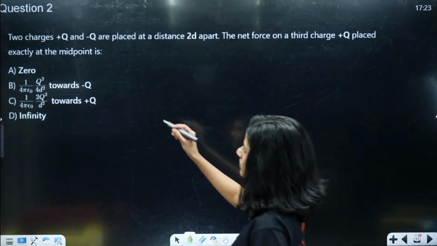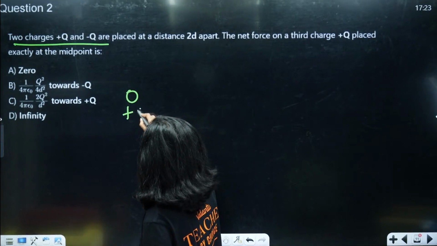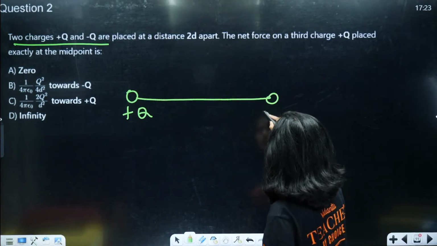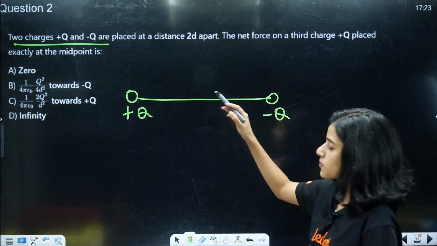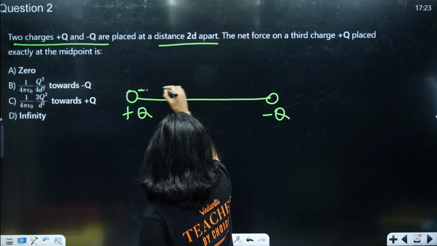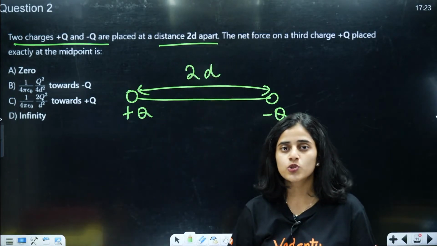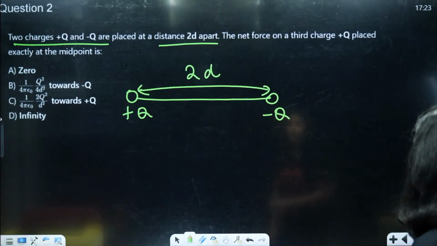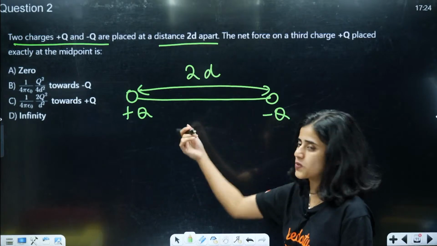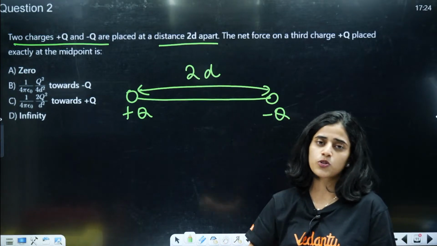So now you have two charges. The first charge is plus q and the next charge is minus q. Plus q and minus q are placed at a distance 2d. Now we have to find out, we know the formula to find the force between two charges: F is equal to 1 by 4 pi epsilon naught Q1 Q2 by R square.